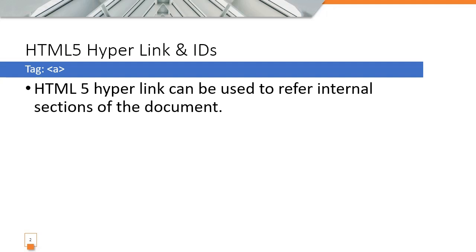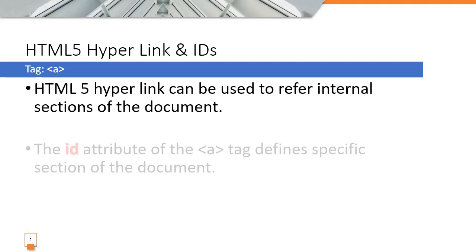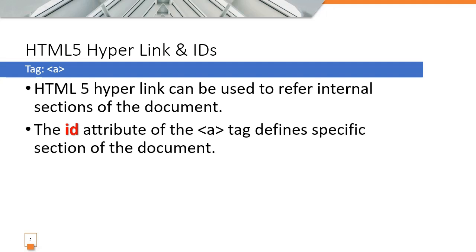HTML5 hyperlinks can be used to refer to internal sections of the document. The ID attribute of the anchor tag defines a specific section of the document. So that's the first step we have to do. First, we form an anchor tag that defines a specific section of the document. This anchor tag doesn't contain any hyperlink, that means the href attribute, but instead it will have an ID attribute. So this ID acts as a marker.